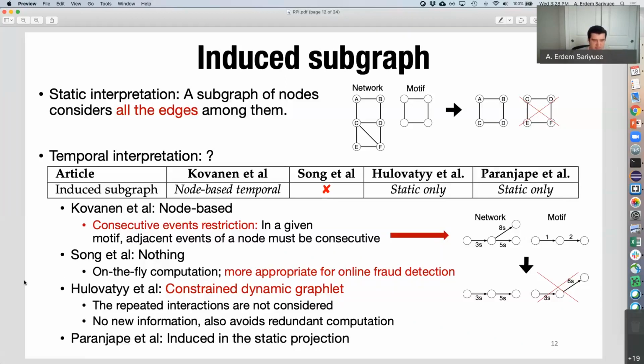The third paper had some other approach, but they call it constraint dynamic reflect. And it was more about the way they modeled the temporal network. They considered the temporal network as a series of snapshots, and the constraint dynamic reflect is basically enforcing the repeated interaction in two consecutive snapshots to be not considered. So the idea is you don't introduce any new information, so better to not consider this repeated thing, which will also avoid redundant computation. In the last paper, they just considered the inducedness in the static projection. Static projection means you just consider the aggregation of the entire temporal network. You ignore the timestamps on the edges.